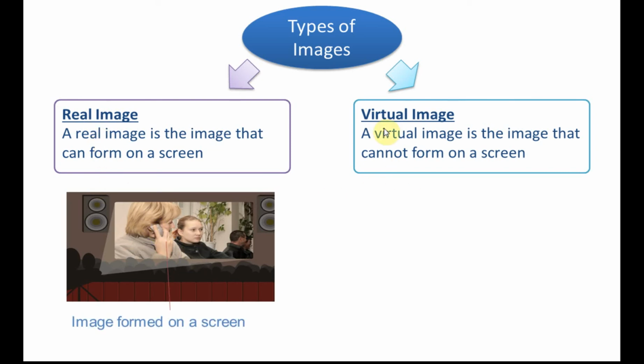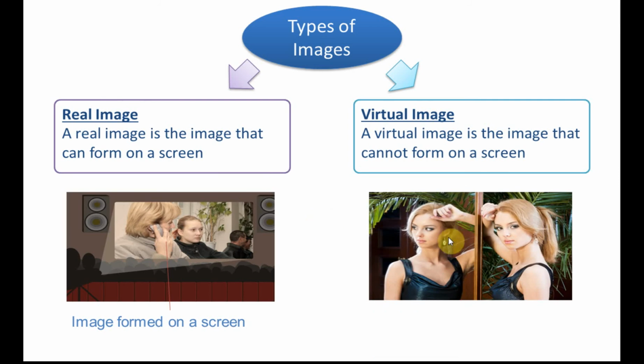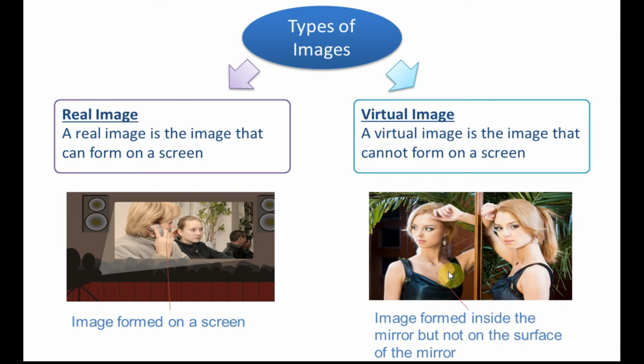Then how about a virtual image? A virtual image is the image that cannot form on a screen. For example, a mirror. Okay, so this is the image of this lady, and this image is not formed on the surface of the mirror. The image actually is formed inside the mirror, but not on the surface of the mirror. So if you stand in front of a mirror, you will find that your image is inside the mirror, not on the surface of the mirror. So for these kinds of image, we call this the virtual image.